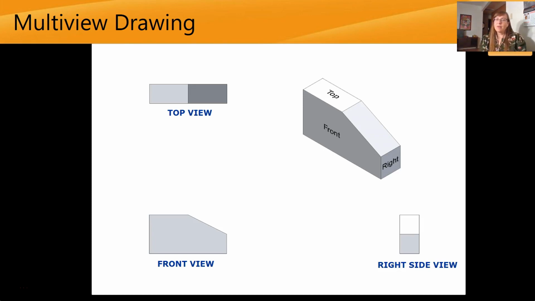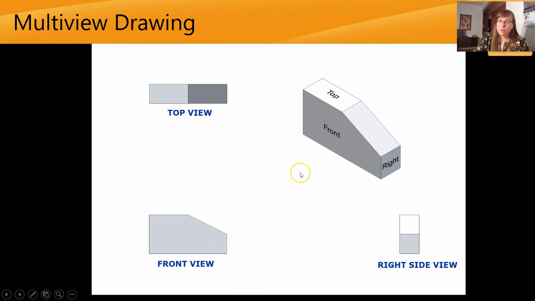So if you have an object, you have to decide what is the front edge of your object, and then you're going to have a width corresponding to that front edge. You want to choose what the top is. The top is going to be located at some height, and then the right side view is going to be drawn with some depth.